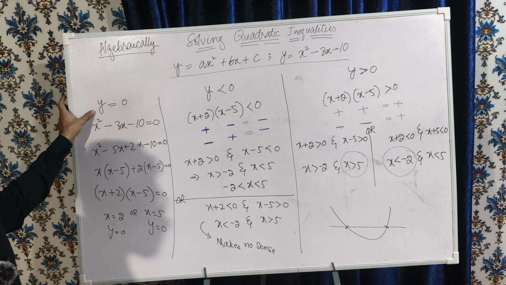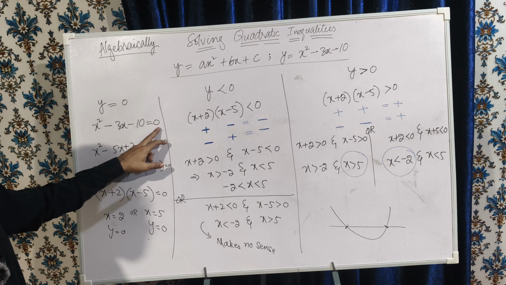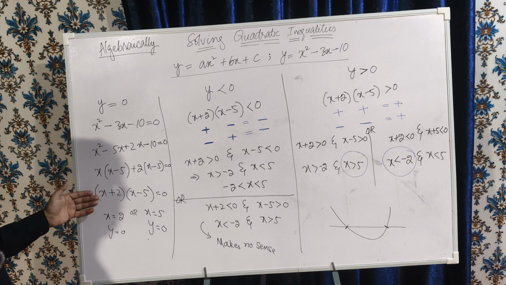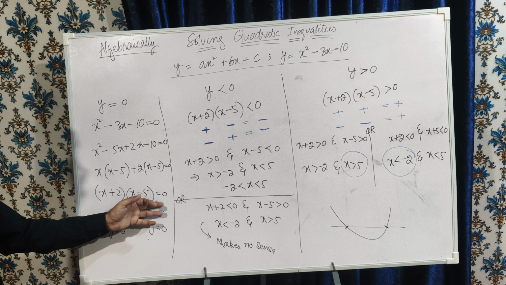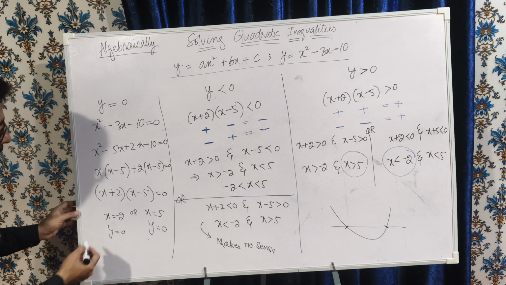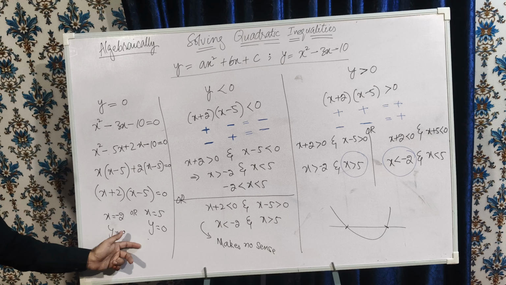We solve the y equal to 0 case, where we have x square minus 3x minus 10 equal to 0. We split the middle term as we did in the previous example, and our factorization is x plus 2 times x minus 5 equal to 0. Using the null factor law, we know x can have a value minus 2 or x can have a value 5. For both these values, y will be 0.